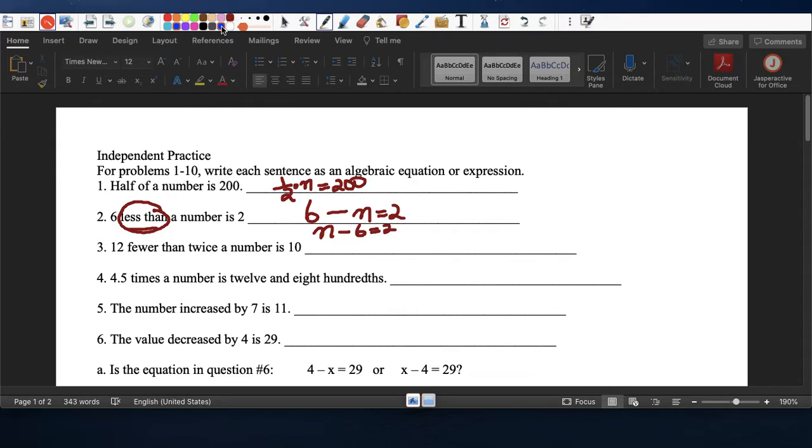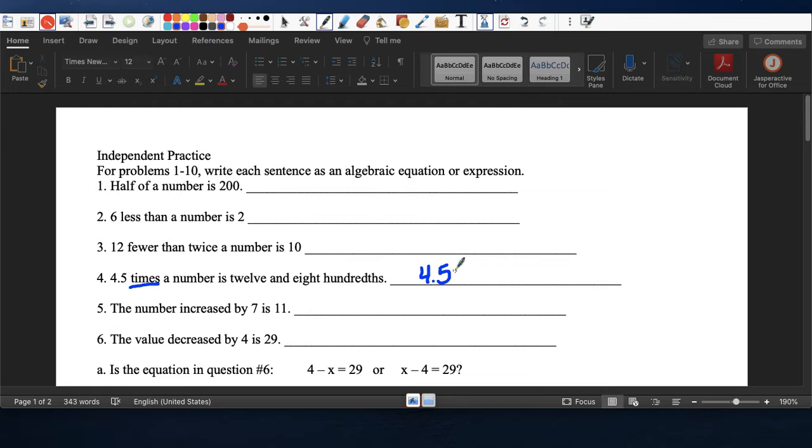Next one. Fewer than también is also a turnaround word. So that's subtraction, minus. Twice, 2 times, right? 2 times a number equals 10. So just don't forget, tenemos, we have to switch, and that's what you get.